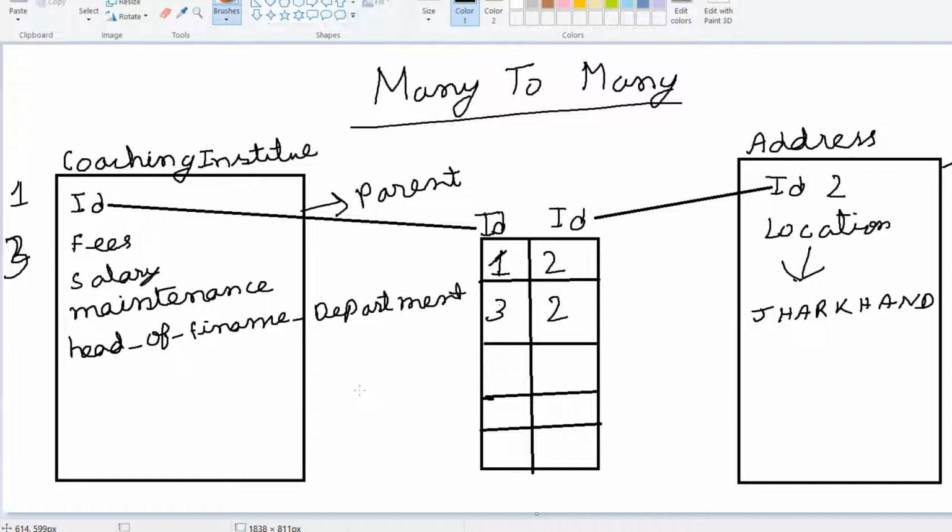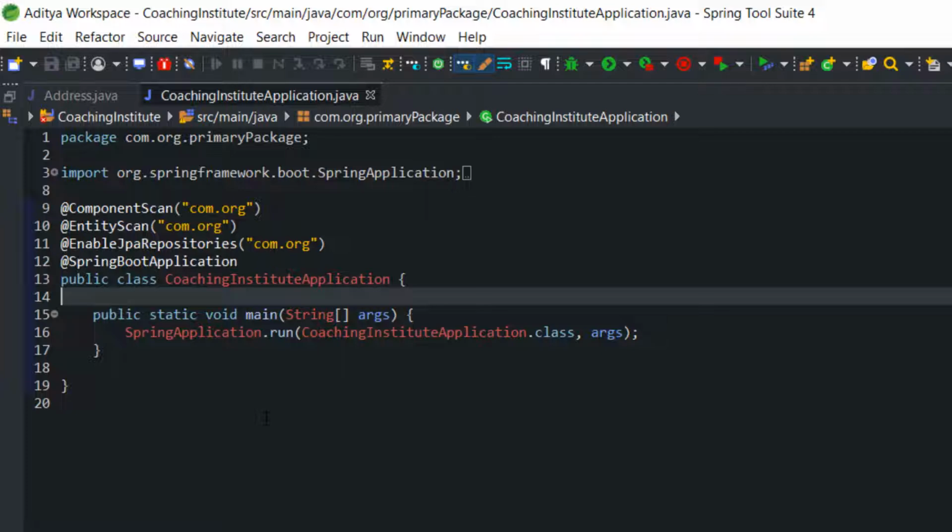In this video, we are going to see both many-to-many unidirectional and many-to-many bidirectional. First of all, we are going to see many-to-many unidirectional. So let's go to our Spring project and see how we are going to do that. I have used my old application only, in which I showed you my previous one-to-many and many-to-one examples.